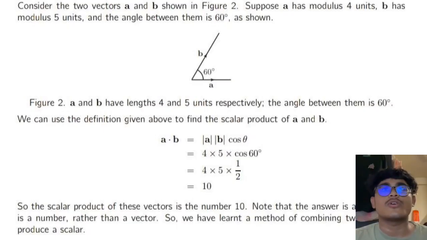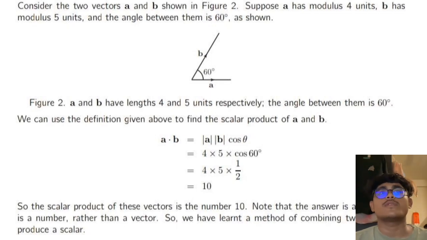Okay, let me show you the questions in vector and scalar. First question: consider the 2 vectors A and B shown in figure 2. Suppose A has modulus 4 units, B has modulus 5 units, and the angle between them is 60 degrees as shown. In figure 2, A and B have lengths 4 and 5 units respectively, and the angle between them is 60 degrees.